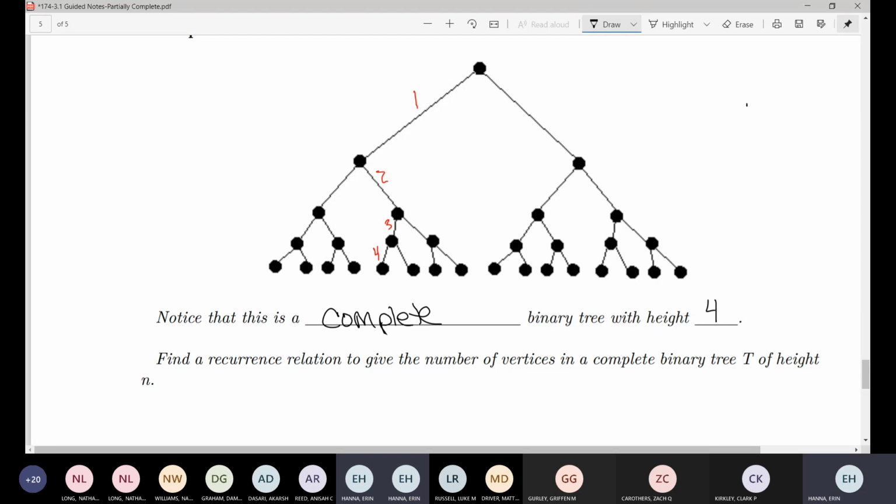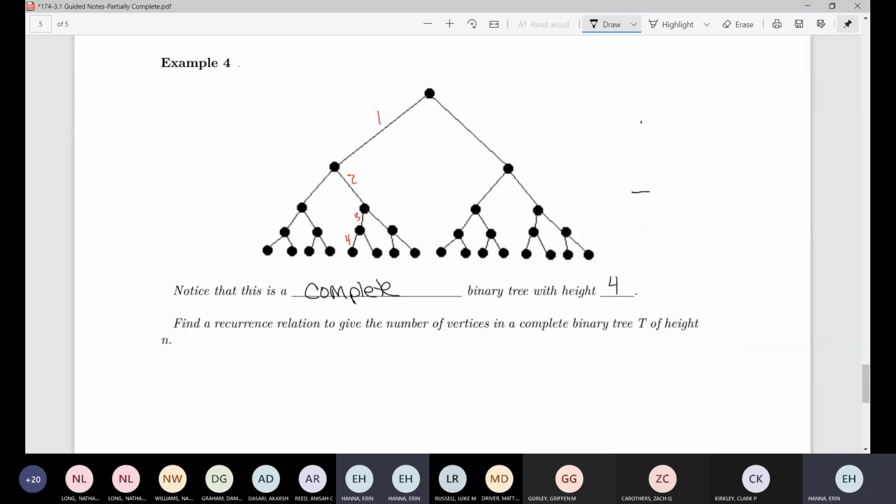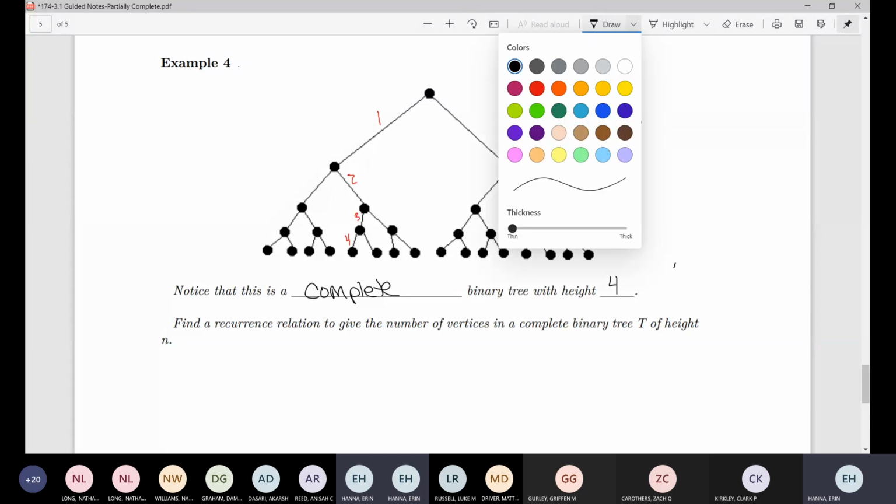So what if we wanted to find a recurrence relation to give the number of vertices in a complete binary tree of height n? I want to zoom out a little bit because I want to keep this tree in here while I write some other things on here. So note, in this binary tree, what color do I want to use? Let's use this one.